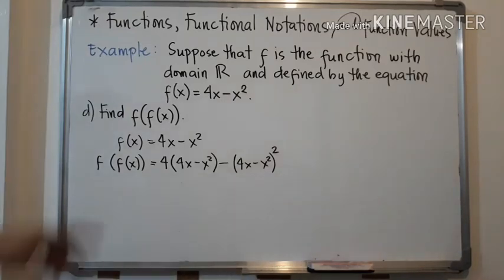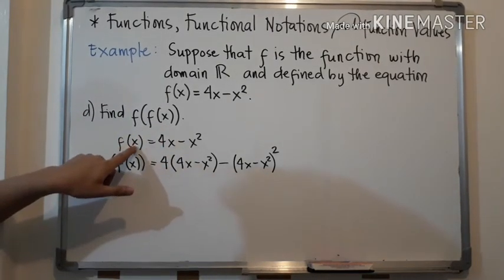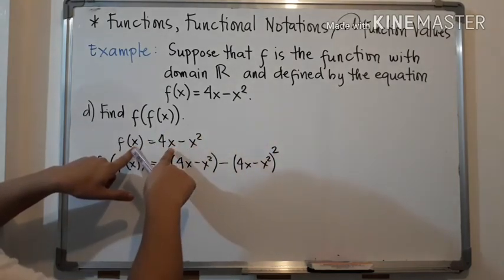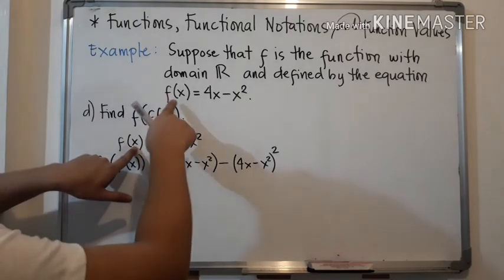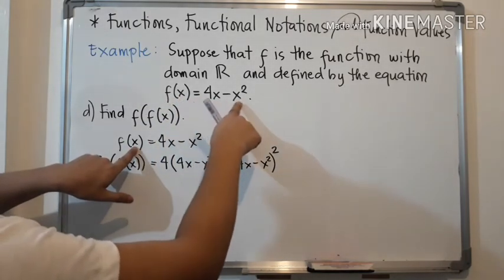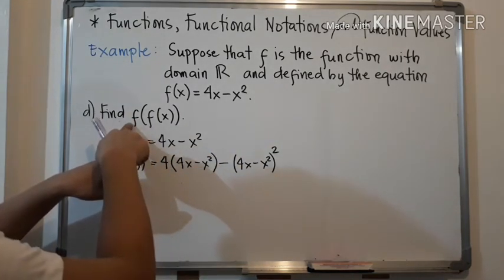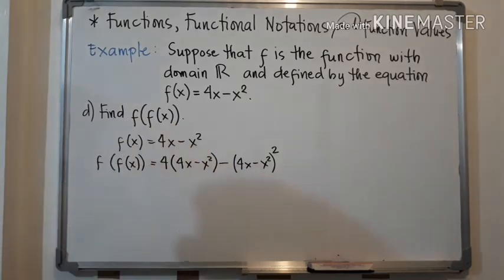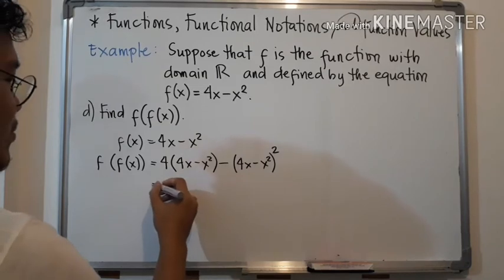Okay, that is what it means, the function value of the function value is this x in the function. We will substitute the value of the function, which is 4x minus x squared, to this x to evaluate the function value at the function. Okay, and so we have this. Okay, and then do the algebra.